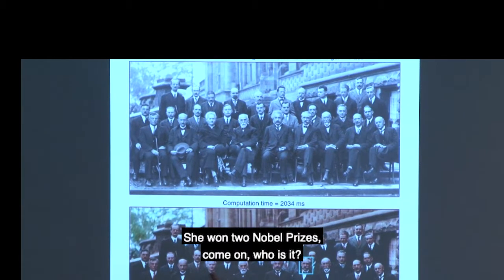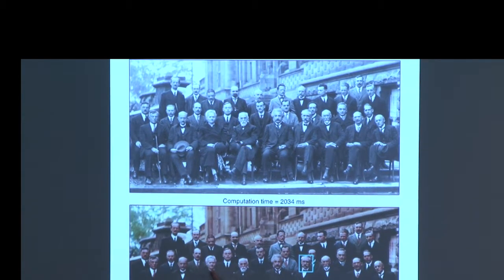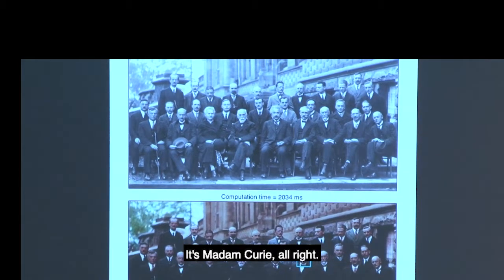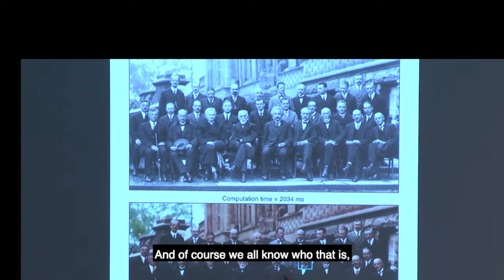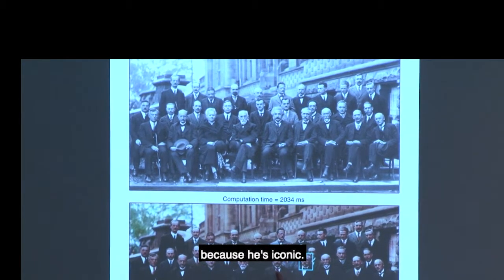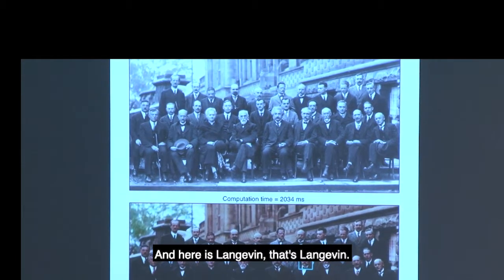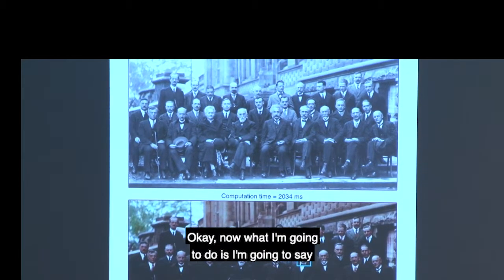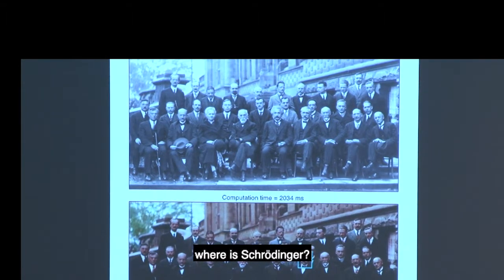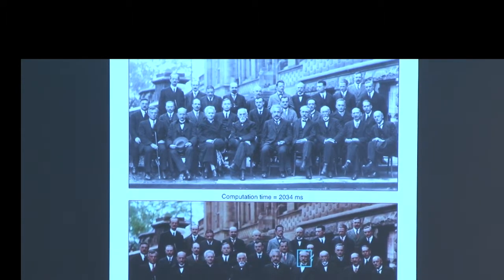She won 2 Nobel Prizes. Come on, who is it? It's Madame Curie, right? And of course, we all know who that is because she's iconic. And here is Langevin. That's Langevin. Okay, now what I'm going to do is I'm going to say, where is Schrödinger?